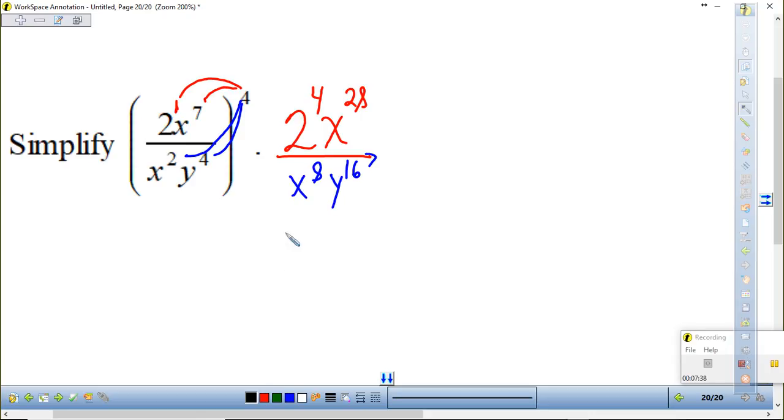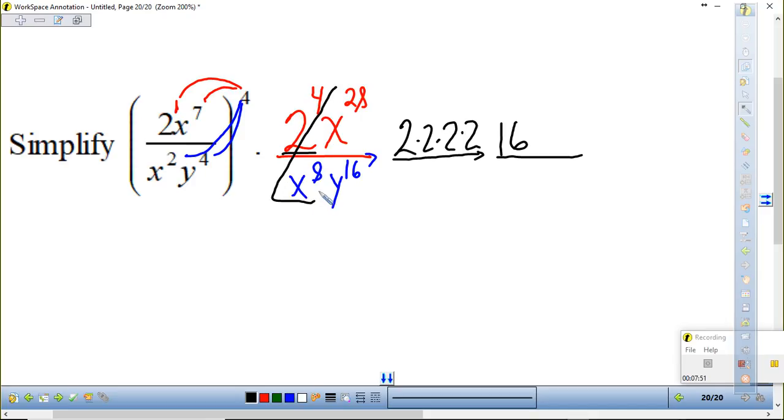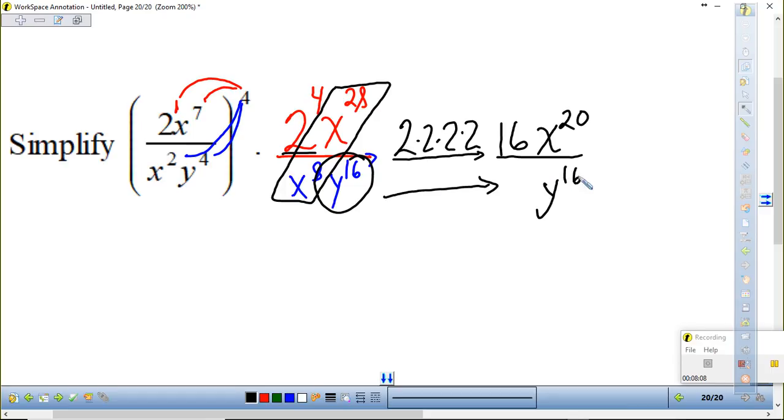All right, let's simplify this. 2 to the 4th is 2 times 2 times 2 times 2. What is 2 times 2 times 2 times 2? 16. I'm done with that. Now I'm going to focus on the variables. Are these the same base? Yes, x and x. And then what happens to the exponents if we're dividing? Subtract. So this is x to the 20th. And what stays in the same place? This one, you just slide it over. This is y to the 16th.